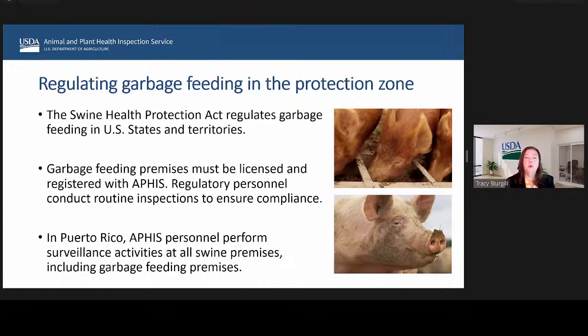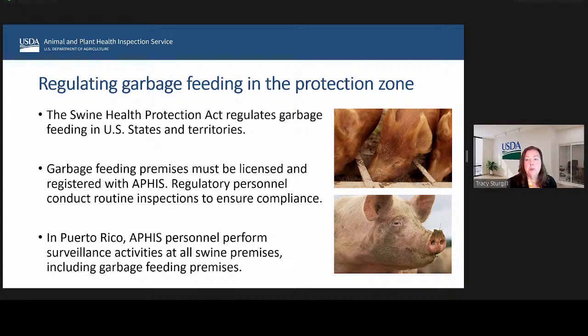So APHIS also works with all of the U.S. states and territories to enforce the Swine Health Protection Act, which provides rules for feeding human food waste to pigs. And this practice is known as garbage feeding and can spread harmful diseases to swine, including African swine fever. And the Swine Health Protection Act mandates that industrially produced garbage or swill be heat treated to inactivate pathogens that could be injurious to swine. And to kill any harmful viruses or bacteria, the food waste must be cooked at 212 degrees Fahrenheit or boiled for 30 minutes prior to feeding it to pigs.